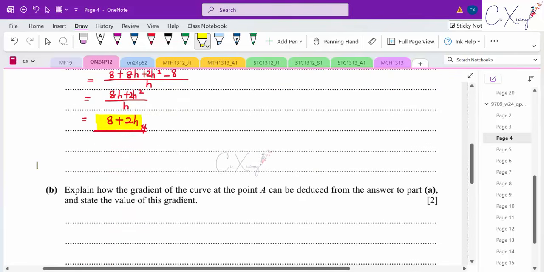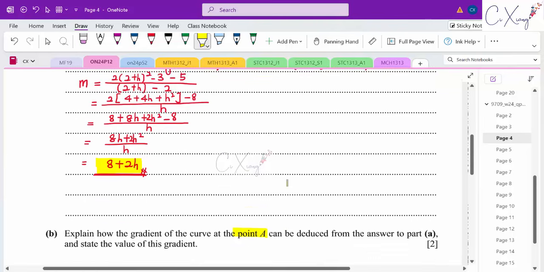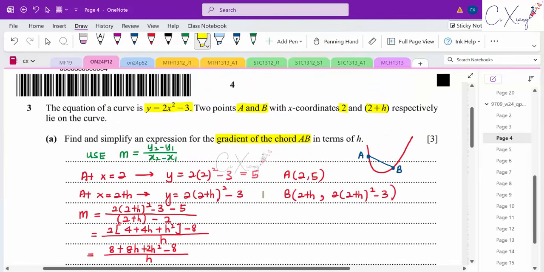For part B, they're asking, explain how the gradient of the curve at point A can be deduced from the answer to part A and state the value of this gradient. Alright, so let's have a look. They are asking us, how can I get the gradient of the curve at point A by using the result that we have here? If they're talking about the gradient of the curve at point A, that means it is the gradient of the tangent at point A. So we can try to figure out, if let's say my B is not so far away from A, let's say my B is here.